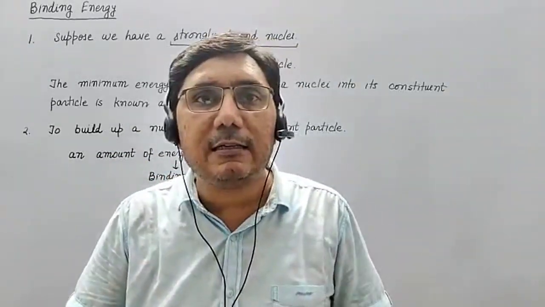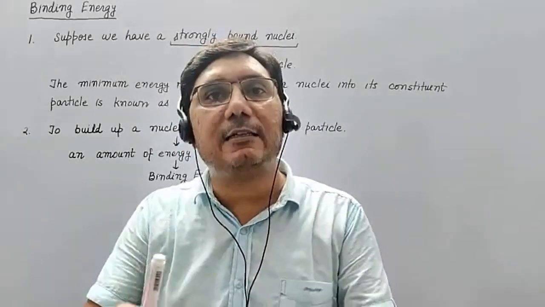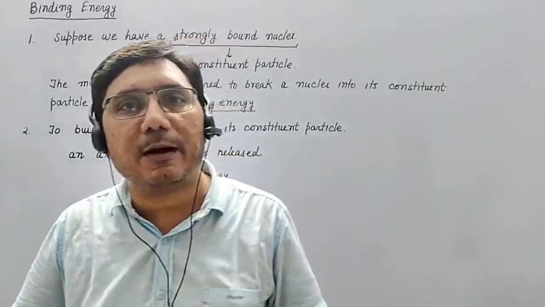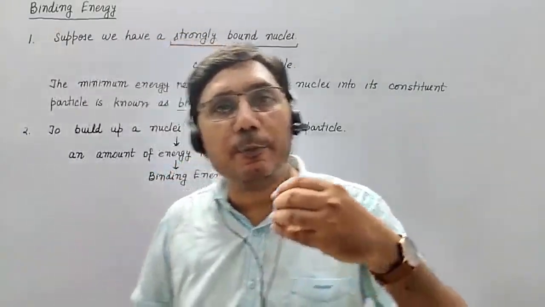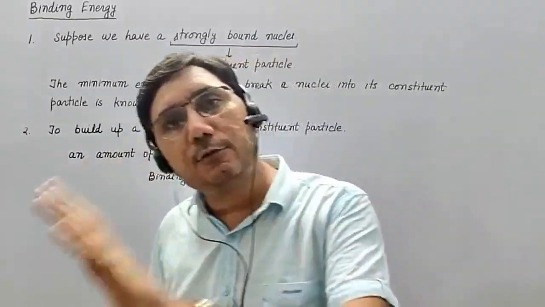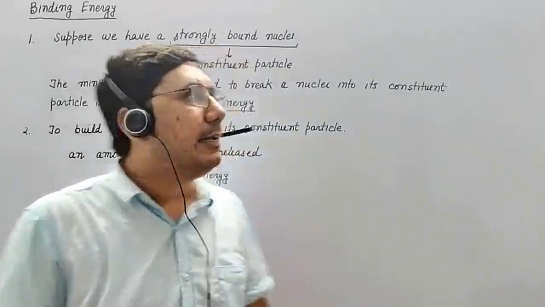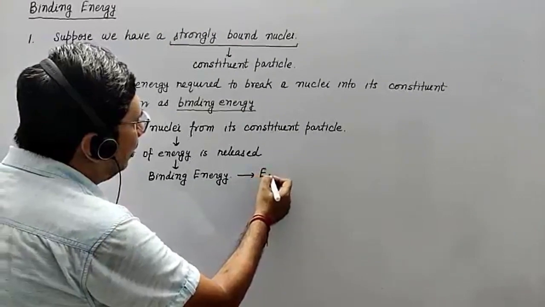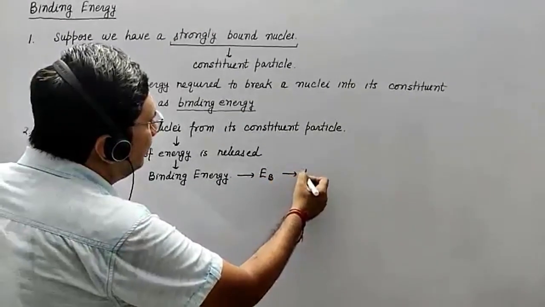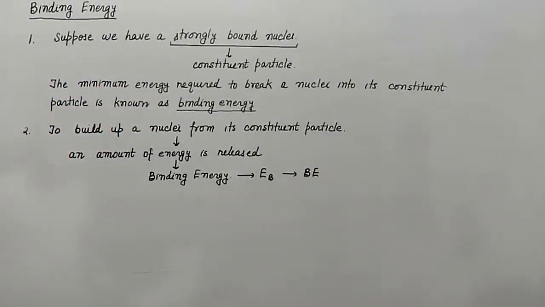This energy is known as binding energy. Or conversely, if we have a nuclei, we have to provide some external energy to break this nuclei into constituent particles. This minimum amount of energy that is required to break the nuclei into constituent particles is known as binding energy. Binding energy is represented by EB, or sometimes BE.